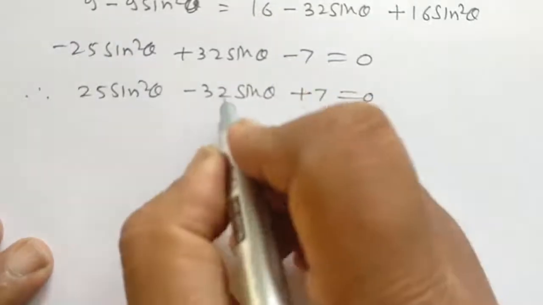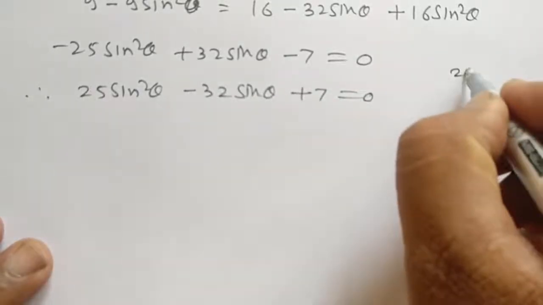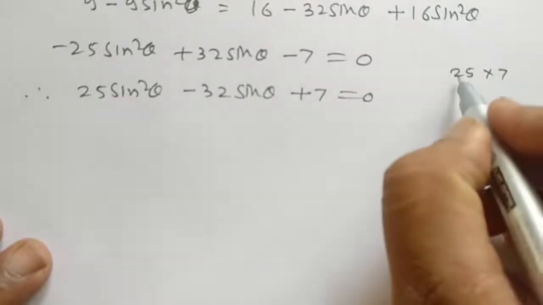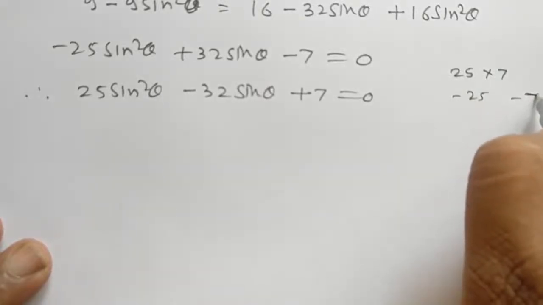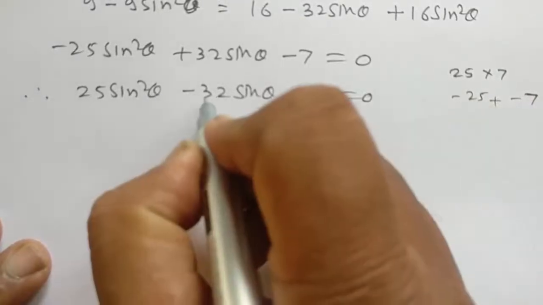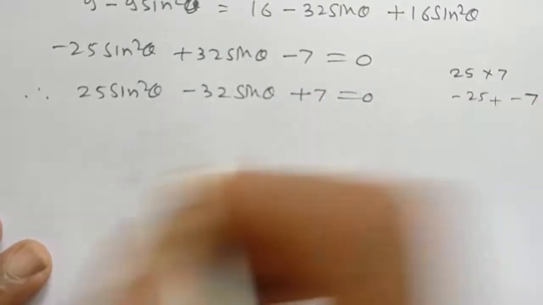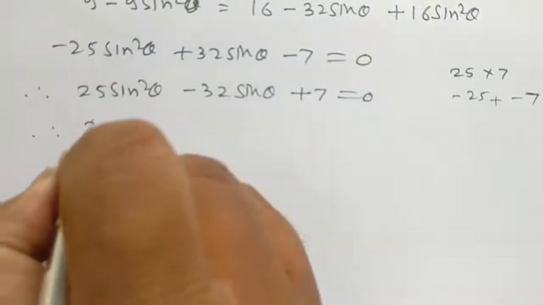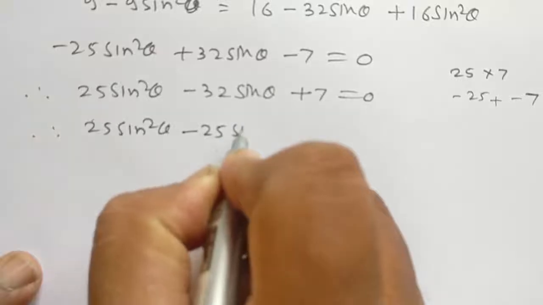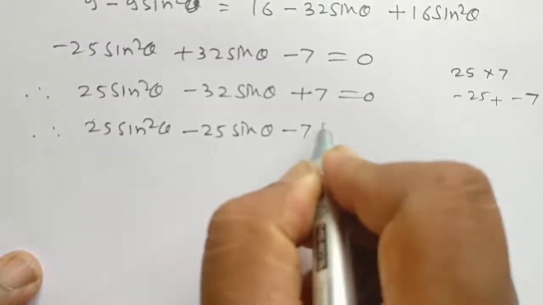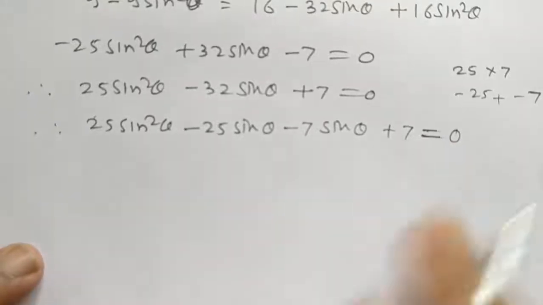Now we find two numbers so that their sum is -32 and product is 25 into 7. Here -25 and -7: their sum is -32 and their product is +25 into 7. Therefore, 25sin²θ - 25sinθ - 7sinθ + 7 = 0.